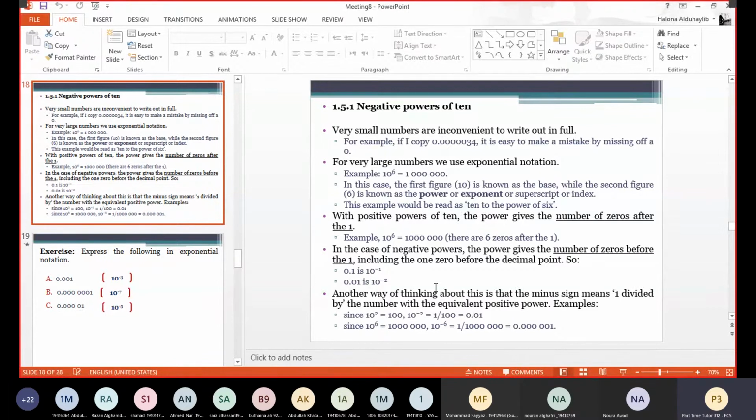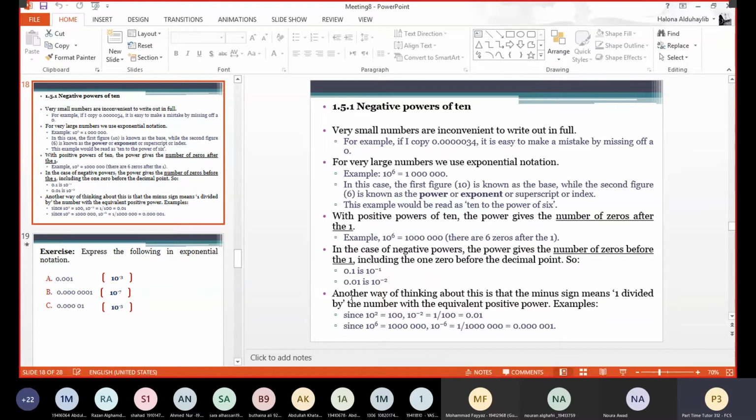So we get smaller number. As we get higher negative value in the power, we get smaller number. The power gives the number of zeros before the 1. So the opposite way. If it's positive, the number of zeros is after the 1. If it's negative, the number of zeros is before the 1. For example, 10 power minus 1, this means it will become 0.1, 1 out of 10.